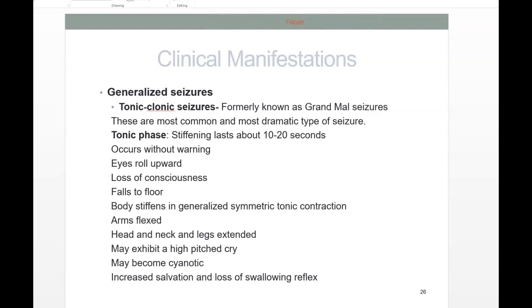The first phase is the tonic phase, where there's stiffening that lasts about 10 to 20 seconds. It occurs without warning. You'll see the eyes of the individual roll upward. They will have a loss of consciousness. They will fall to the floor. Their body stiffens in generalized symmetric tonic contractions. Their arms become flexed. Their head, neck, and legs extend. They may exhibit a high-pitched cry. They may become cyanotic. They have increased salivation and loss of swallowing reflex.